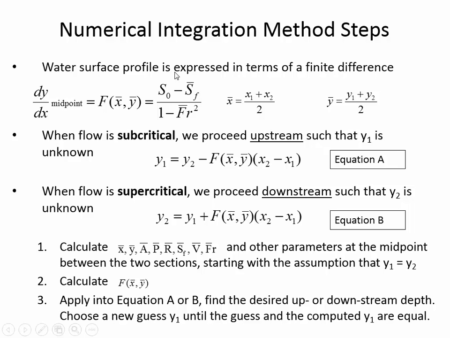In the process, we're going to find all these parameters at the midpoint, including the distance, depth, cross-sectional area, wetted perimeter, hydraulic radius, slope of the energy grade line, velocity, and Froude number. Once we find those conditions at the midpoint, it allows us to predict the unknown depth.